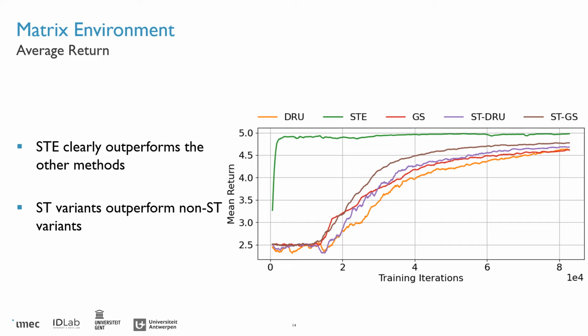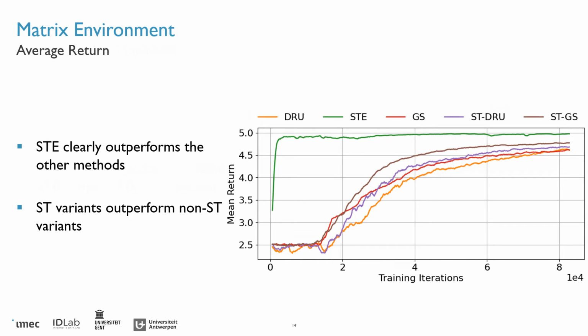When we look at the results of this experiment, we can see the following things. What you see here is a graph which represents the mean return as a function of the training iteration, so the evolution of the return throughout training. The first thing we can clearly see on this graph is that the straight-through estimator clearly outperforms all of the other methods. It learns extremely fast and also reaches a higher reward than the other methods. What we can also see is that the straight-through variants of the Gumbel softmax and the DRU outperform the non-straight-through variants.